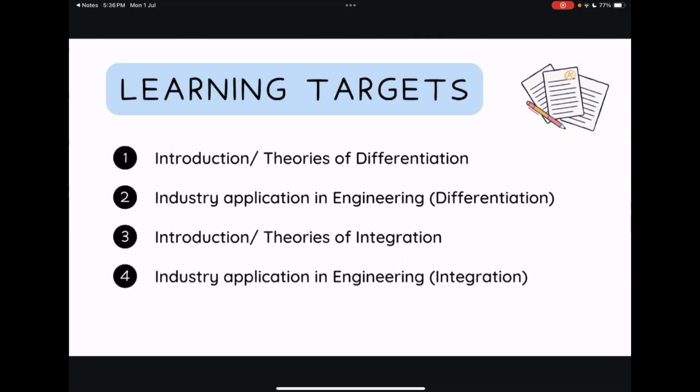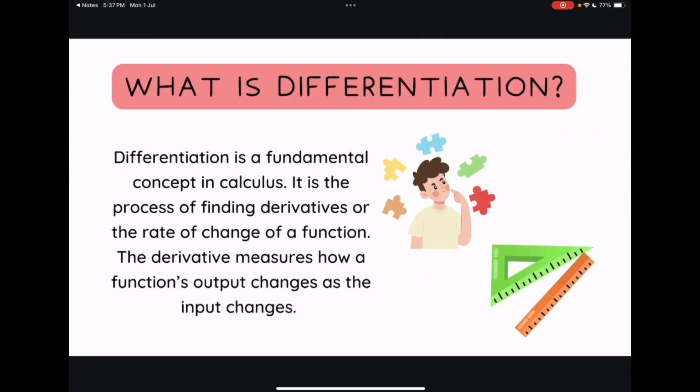These are the contents that will be included in this video. So, what is differentiation? Differentiation is a fundamental concept in calculus. It is the process of finding derivatives of a function. The derivative measures how a function's output changes as the input changes.